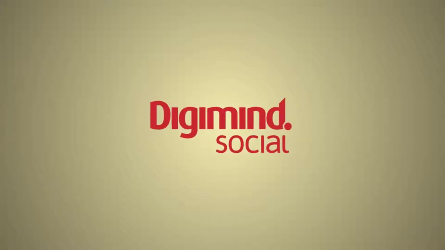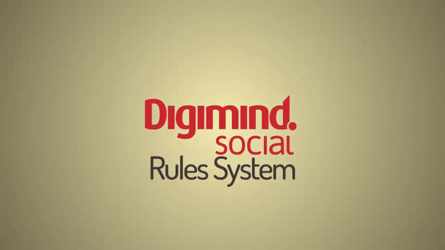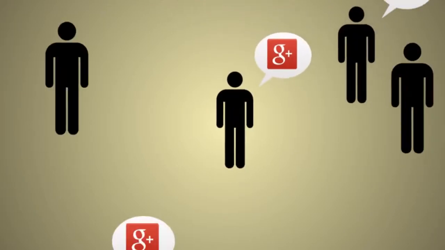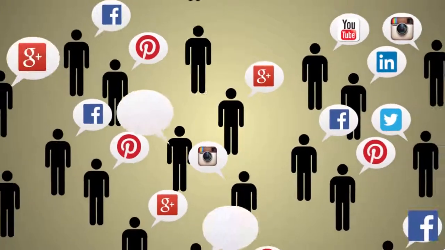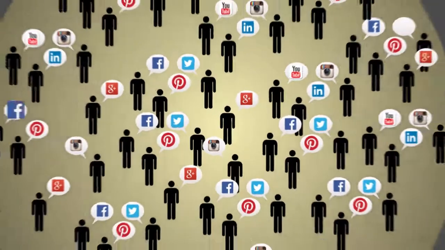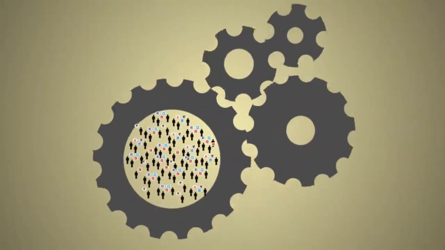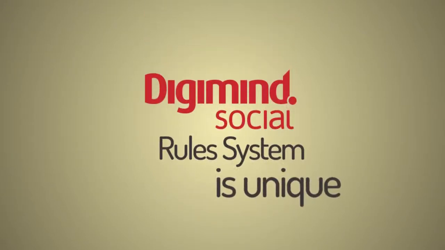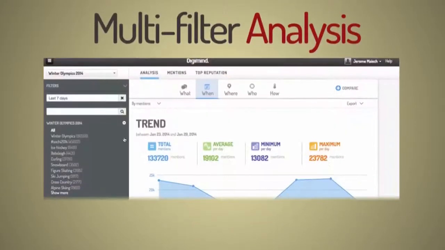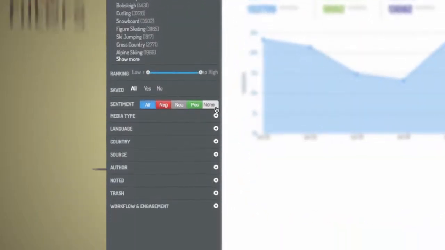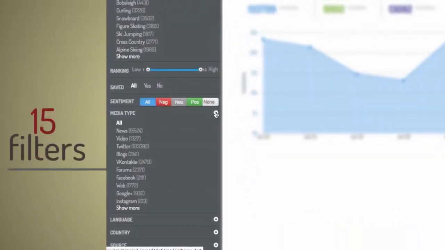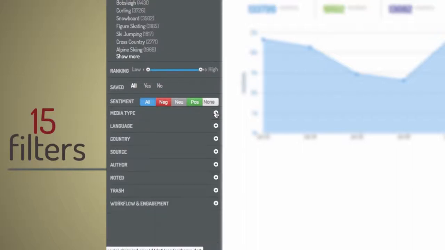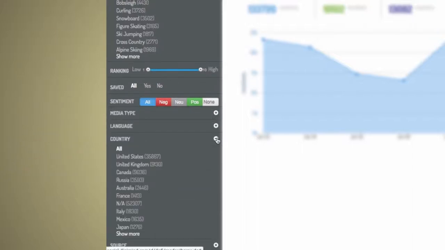We are very proud to introduce Digimind Social's Rule System, a powerful new feature that takes social listening automation to the next level, allowing you to further automate the social media monitoring process and save you valuable time. Digimind's Rule System is unique in that it draws on our multi-filter analysis. Using Digimind's 15 different filters, you can select which filters you want to combine and then assign an action or several actions to that combination of filters.